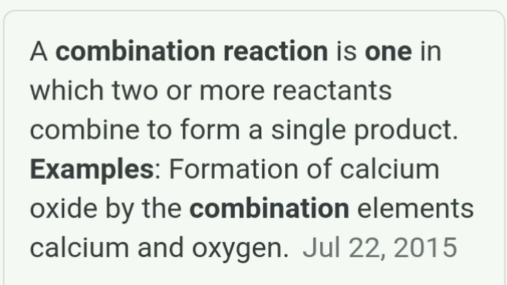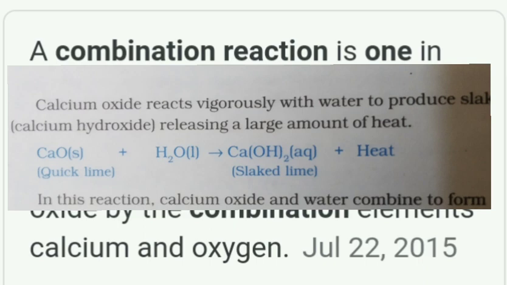Now friends, it's time to discuss the different types of chemical reactions. At first, let's go to combination reaction. It is a reaction in which two or more reactants combine to form a single product. Example, formation of calcium oxide by the combination of elements calcium and oxygen. Let's look at one more example of a combination reaction. A combination reaction is nothing but a simple reaction. This is an example of a combination reaction.